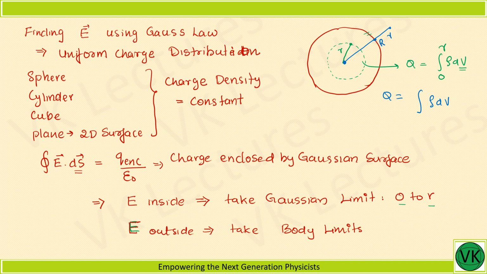After that there is no charge. Charge will be present only in the sphere, which is given in the red color. After the red color, that means the sphere, there is no charge, so there is no need to integrate from capital R to small r, because here there is no charge density. Charge density is available only in this region. So this is 0 to capital R. So body limits 0 to capital R.